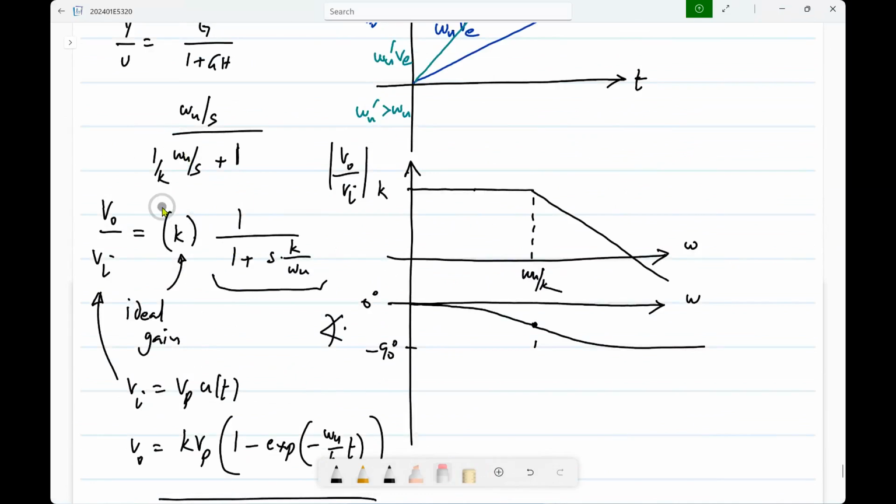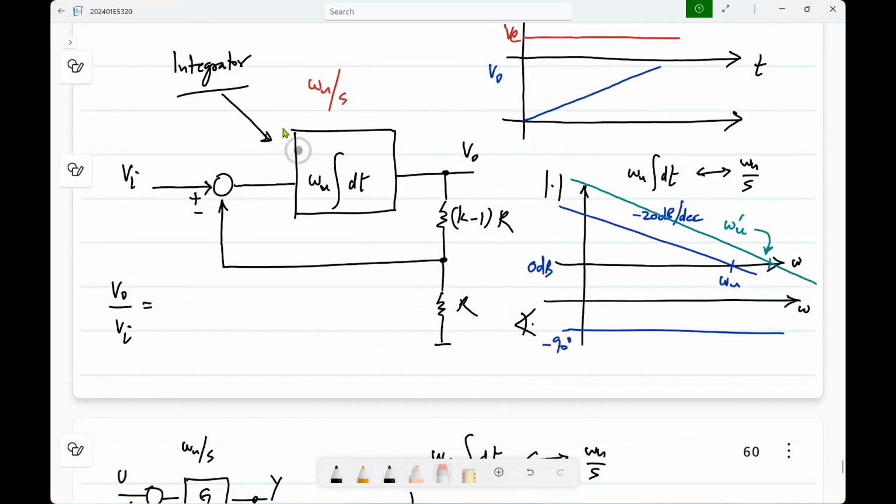So now, what is the loop gain for this particular system? What is the expression? What is G? What is H?